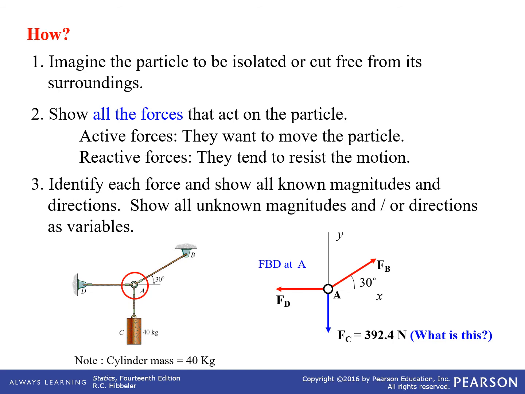So the forces are identified: FD, FB, FC. Quite honestly, if I were going to draw this diagram out, I probably would have called it TB, TD, because they're tensions, and I probably would have called it W for the weight pulling down. But again, neither is right or wrong.